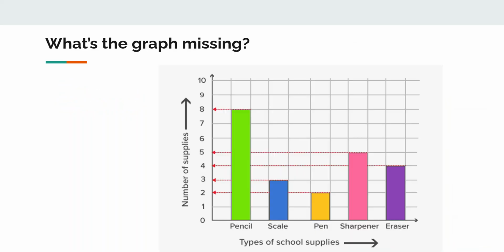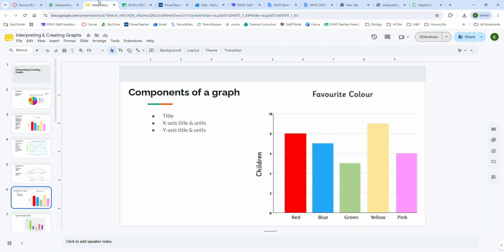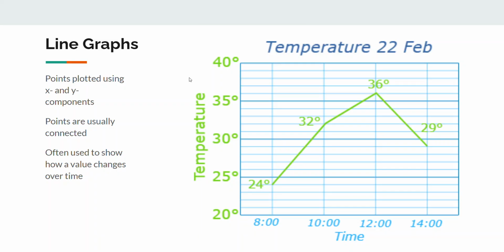Then make sure, again, we include units. Sorry about that. So again, we need units.